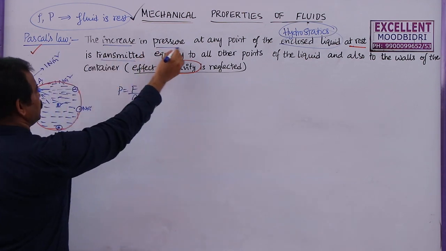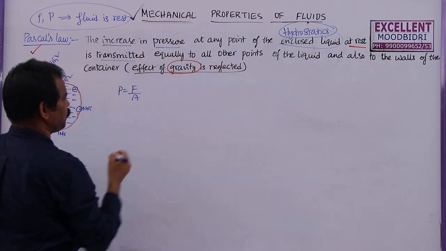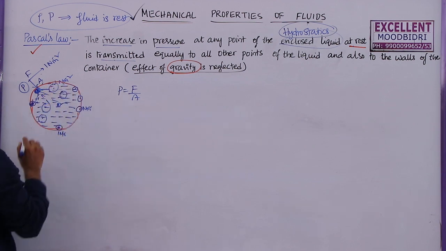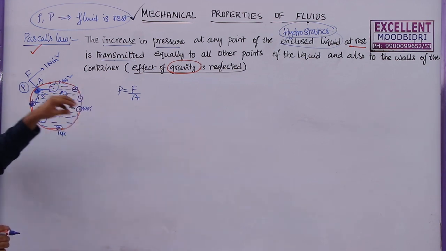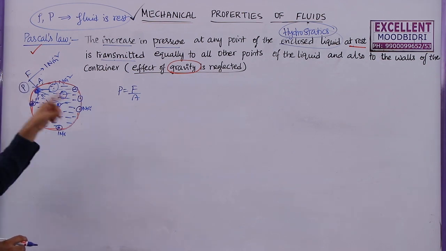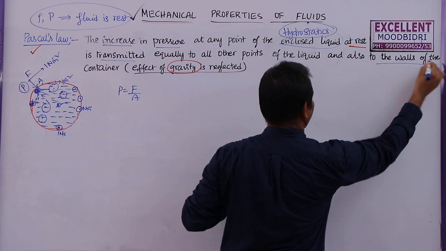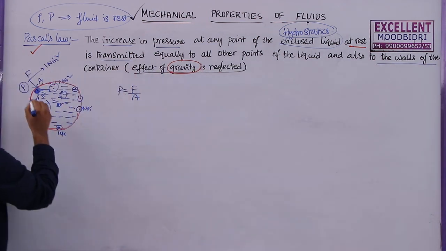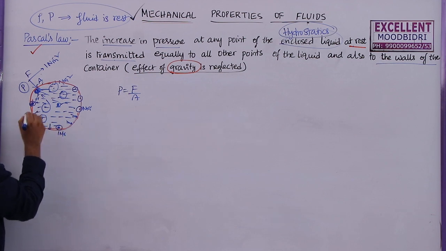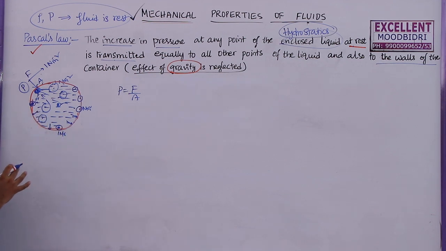Now this increase in pressure will be transferred equally to all other points. At any point you take, the increase in pressure will be equal to the increase in pressure at that particular point where we applied the force. And it is also equal on the walls of the container. Here the balloon is the container. So on the walls of the container also the increase in pressure will be 1 Newton per meter square.